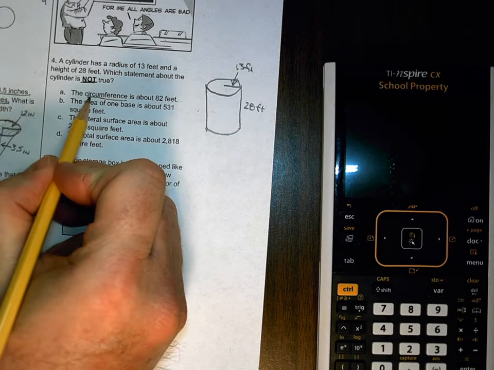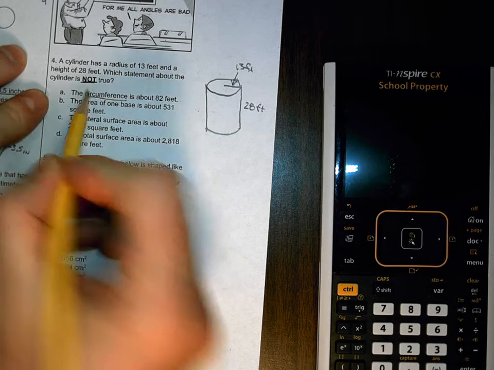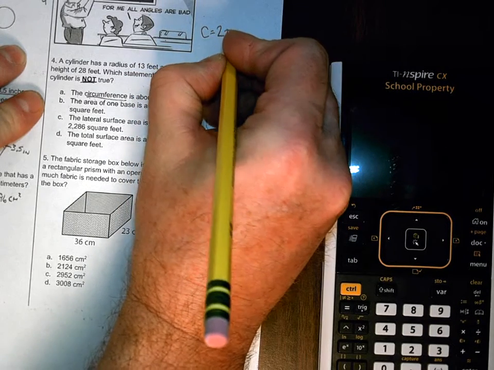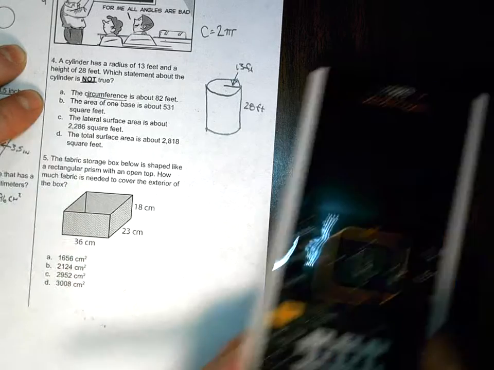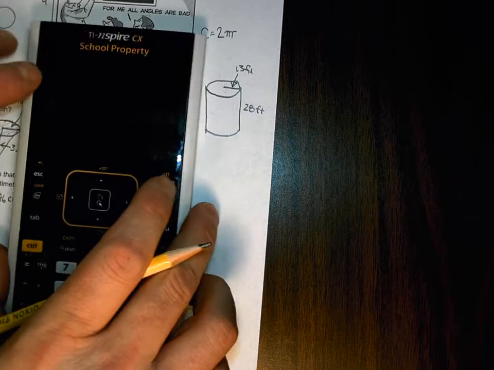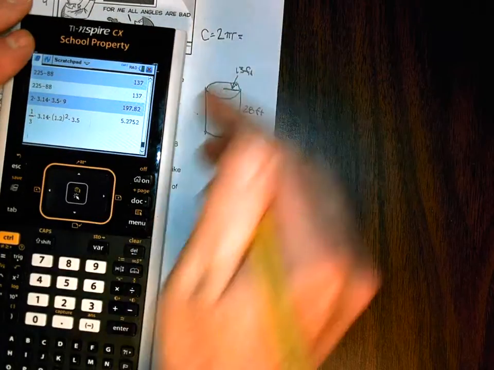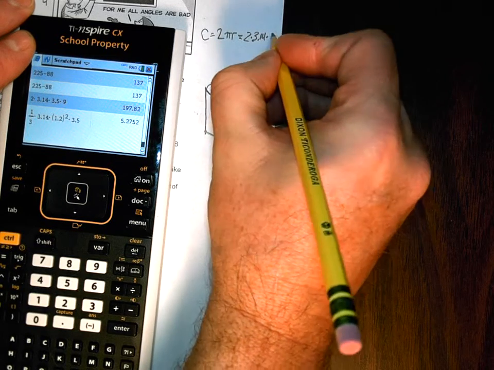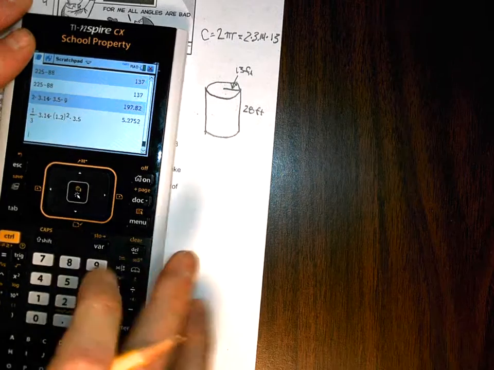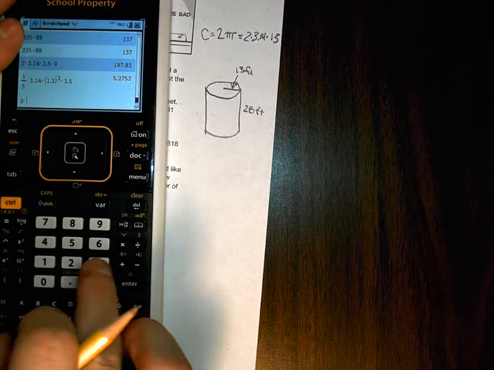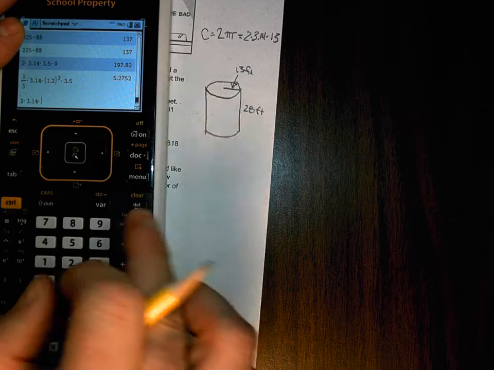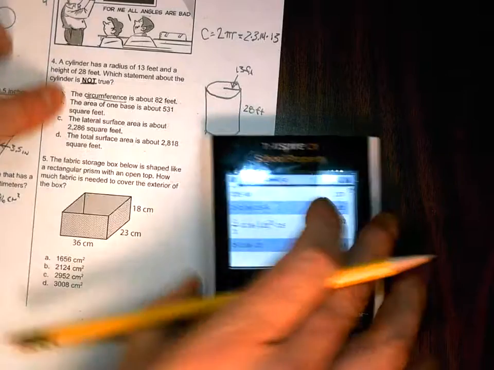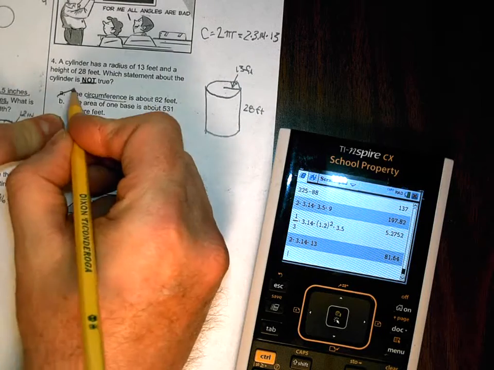To find circumference, go to your yellow sheet. It'll say circumference equals, so C equals 2 times pi times r. Well, I have a radius, and I know what pi is. So I get 2 times 3.14 times the radius, which is 13, and I end up with 81.64, or if I round it, about 82 feet. So A is good.